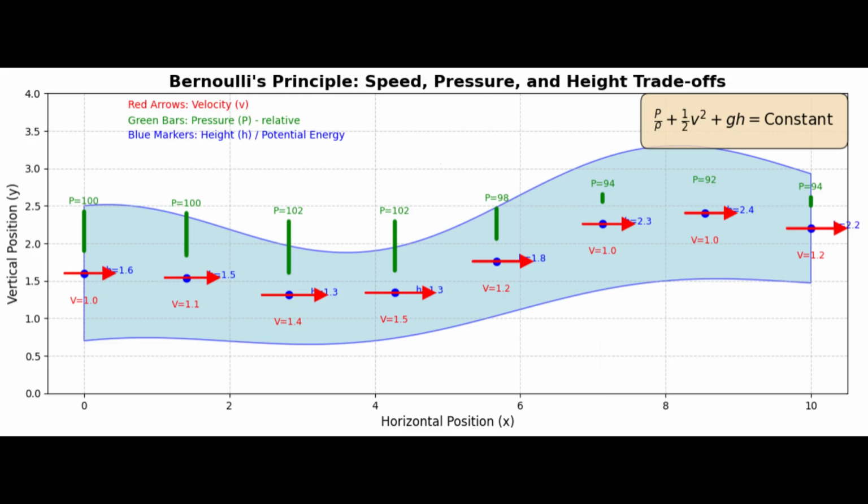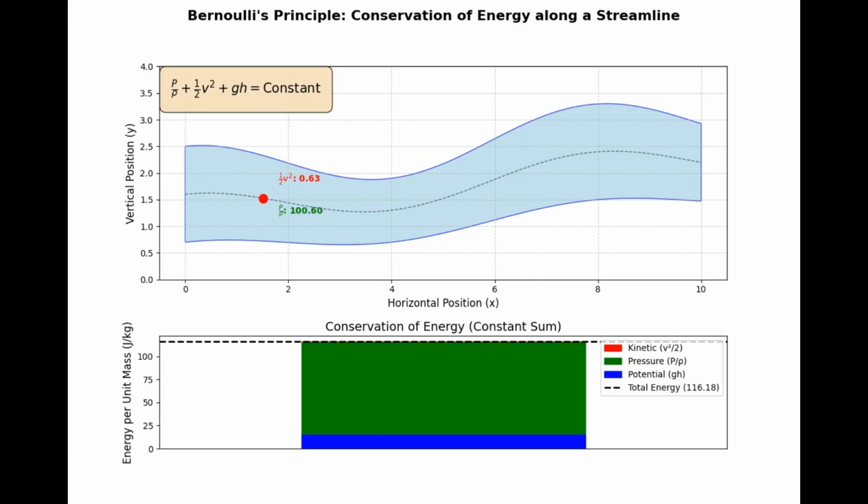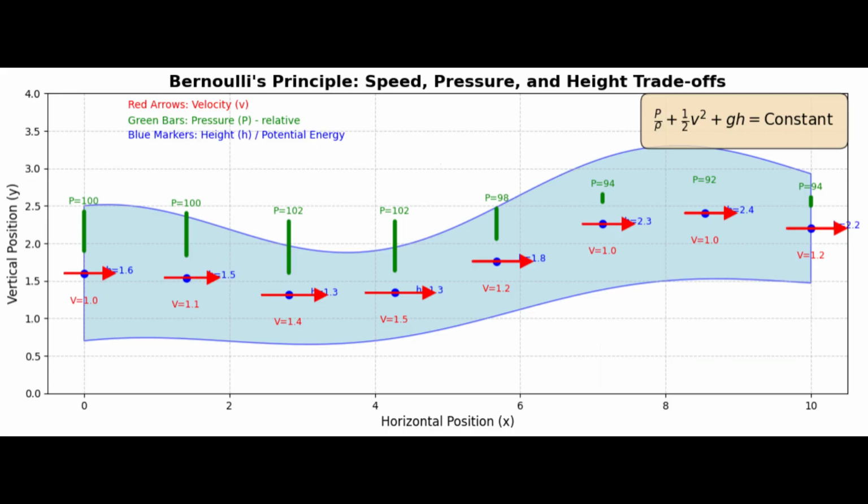Okay, first, the principle says that for an ideal fluid, and you can just think of that as a perfect frictionless fluid, the total energy along its path has to stay constant. This total is made up of three parts: the kinetic energy from its speed, the energy from its pressure, and the potential energy from its height. So what does that really mean?